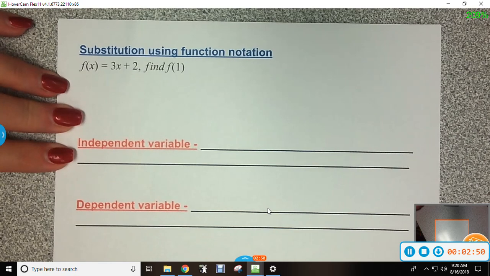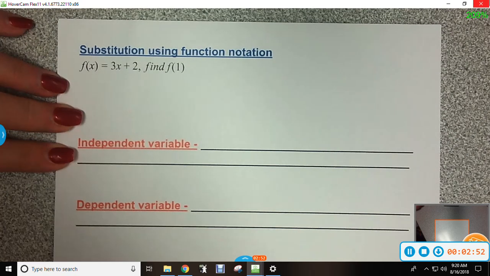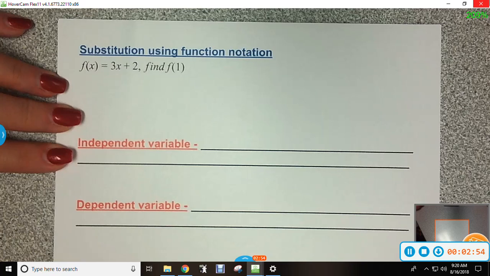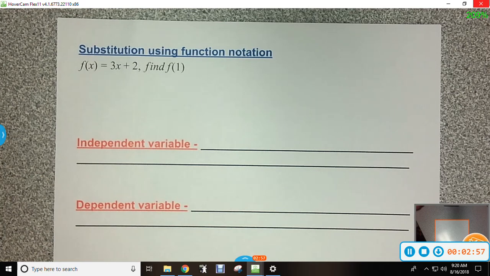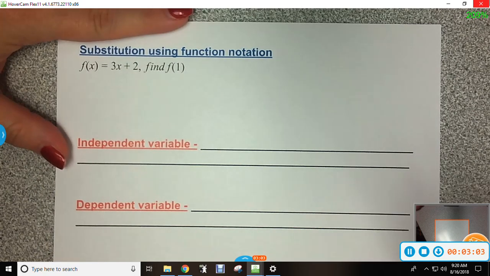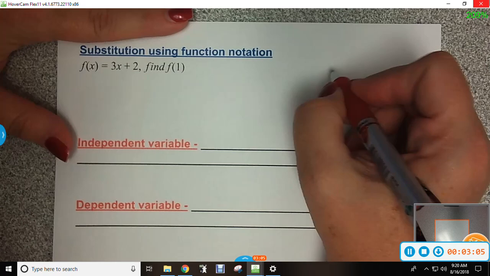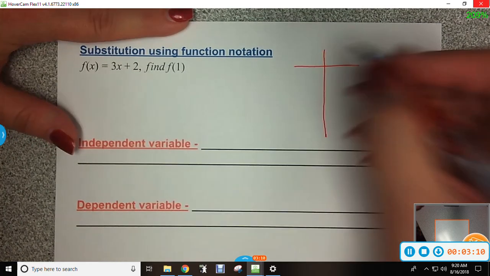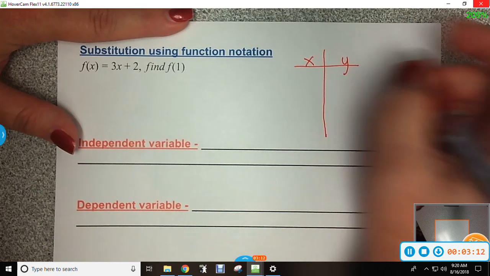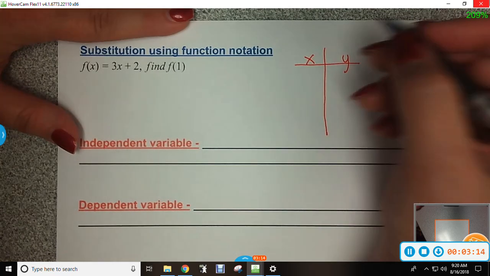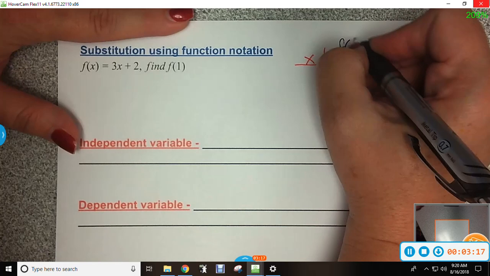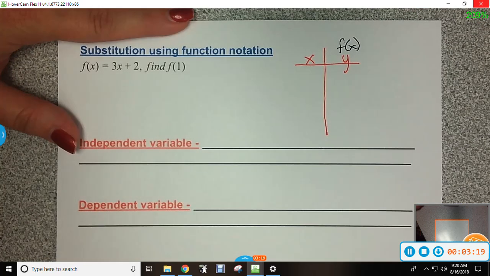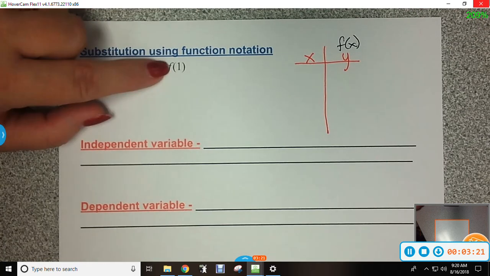All right. Here's where we're going to see substitution using function notation. And this is something you know how to do, but a lot of times when people see it written like this, they get confused. So I'm going to show you out here to the side what it is you're actually doing. Okay, it's like you're making one of these XY charts. Here's your X, here's your Y. But instead of Y, they're using f of x. Not a big deal. So they're saying find f of 1.